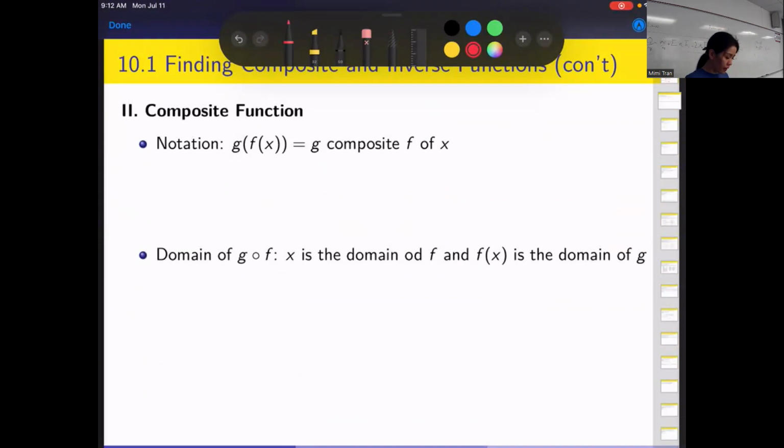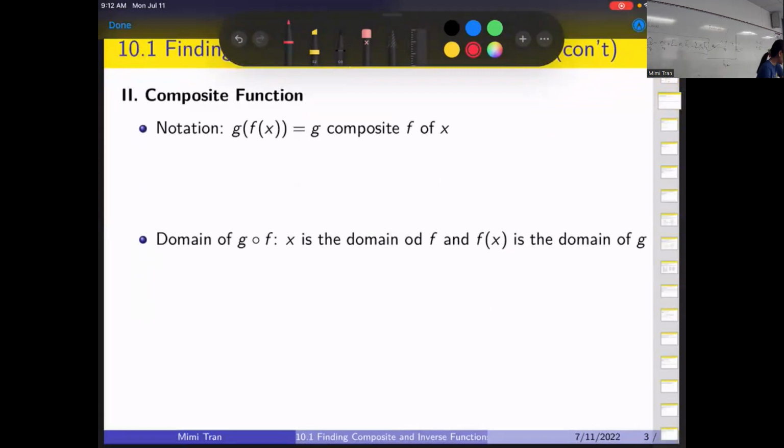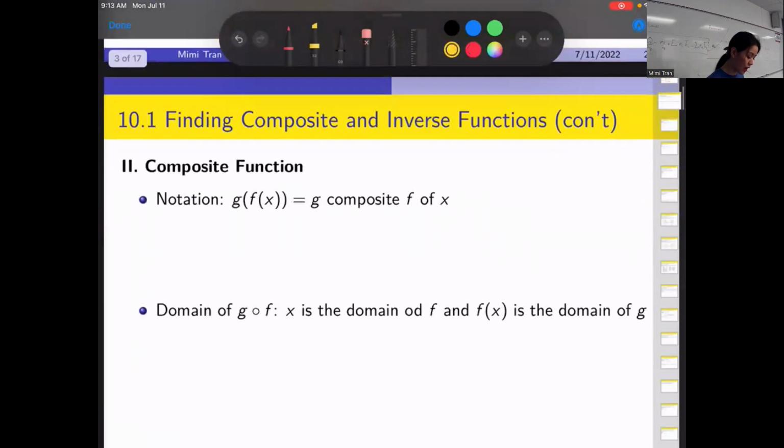Okay. All right. Now we talk about composite function. Composite function, it means you put a function into another. Notation is g of f of x. So the input for g here is now no longer x, no longer a number. It's the whole function, which is function f. That's why it's called composite. You put a function into another function.